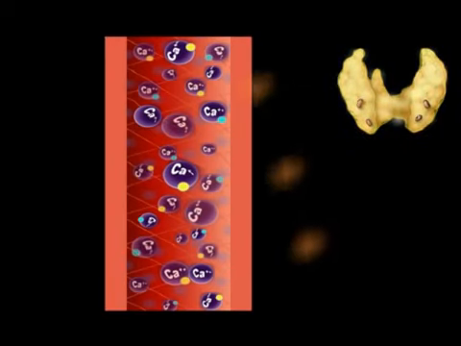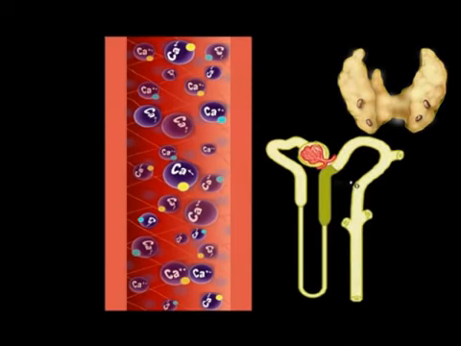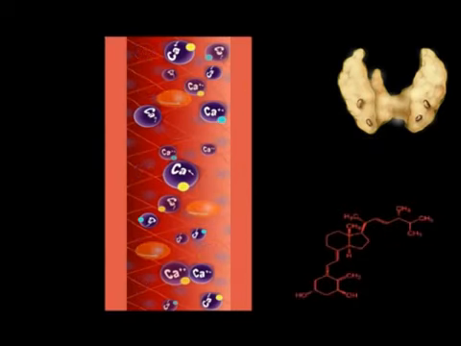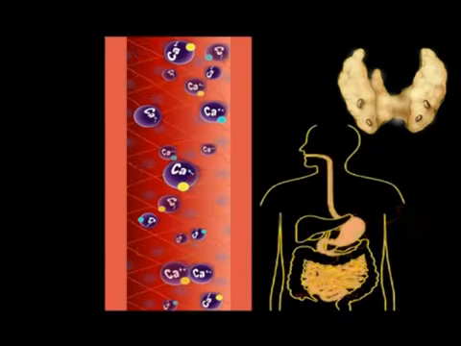Calcitonin, secreted by the parafollicular cells or C cells of the thyroid gland, inhibits renal tubular absorption of calcium. This is stimulated by vitamin D3 and ingestion of food.